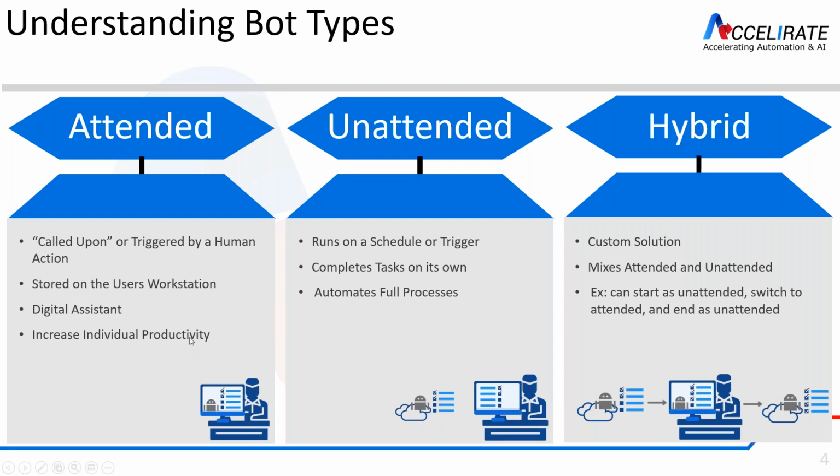Whereas unattended, there's a lot more variability in the way it can be run. Anybody who has a more mature COE would know this. It can run on a schedule, a trigger, or an event. So if an email comes in, or every day at 8 a.m. I want to run this bot, that is an example of an unattended automation. Those are going to be the more commonplace that you hear currently in the industry as we move forward into that attended realm. So unattended bots complete tasks on their own.